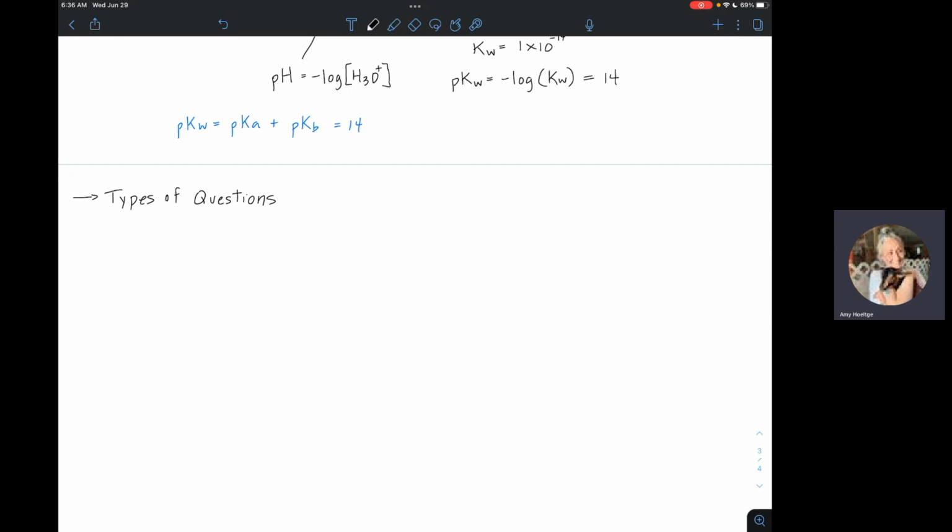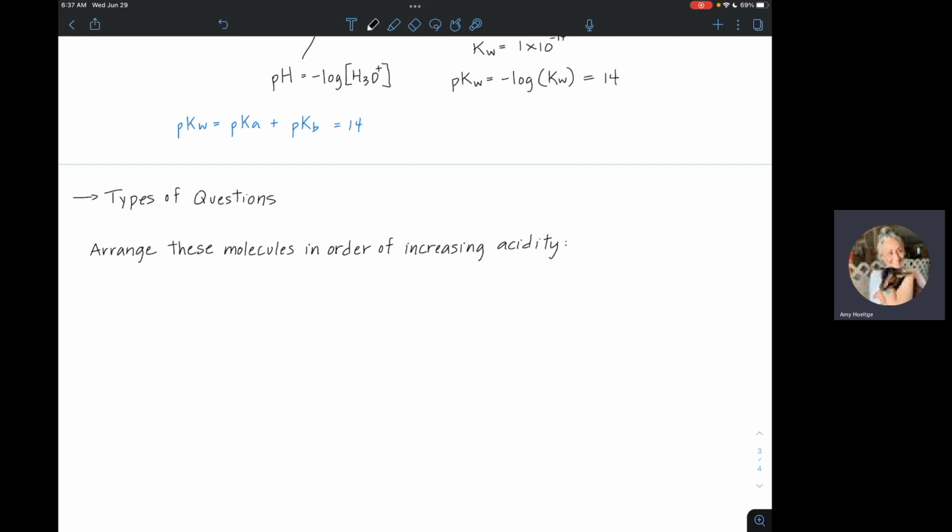Types of questions that you might see. Well, for example, let's arrange the following molecules in order of increasing acidity. This is going to be one of those questions where you have those little greater than or less than symbols, right?